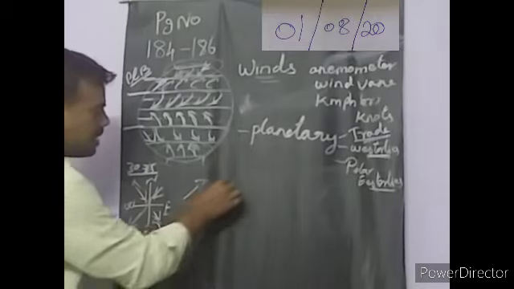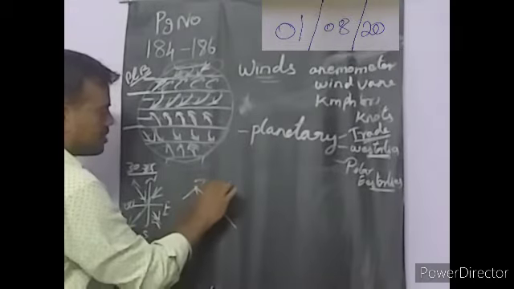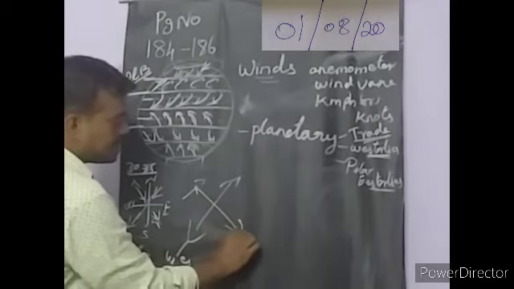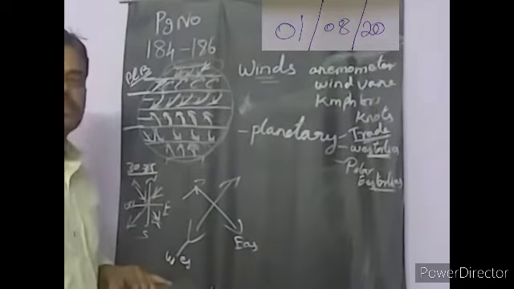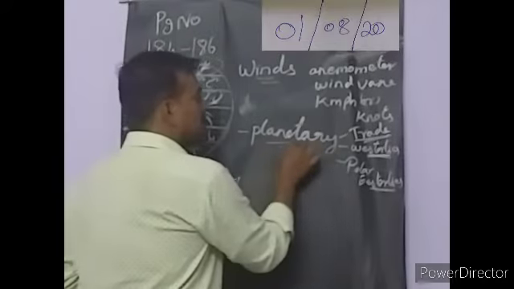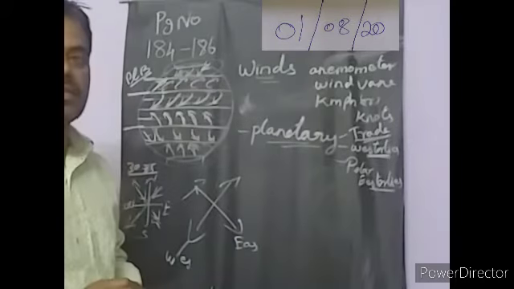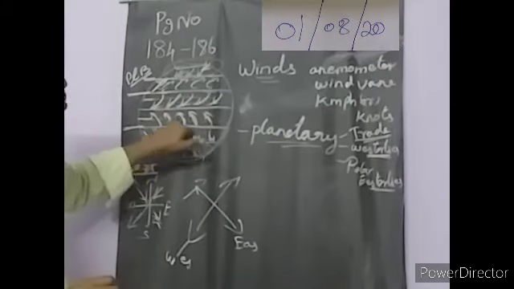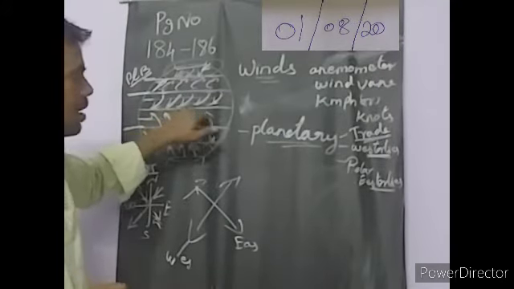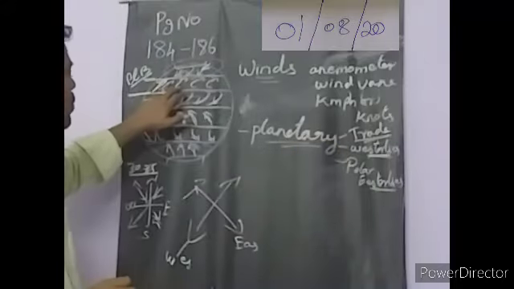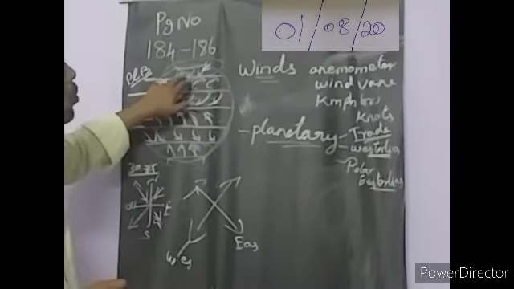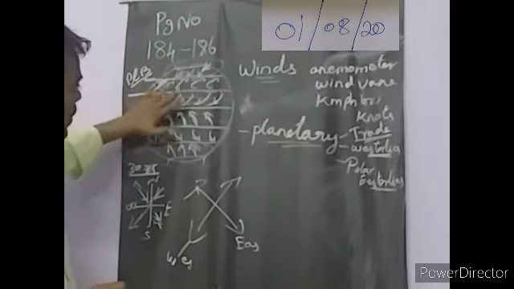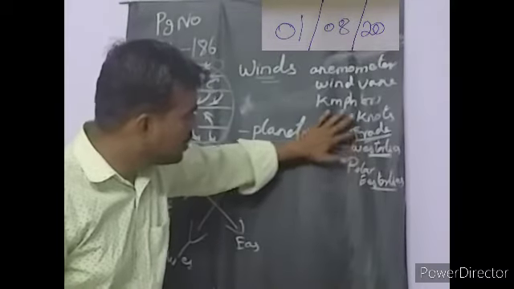So this is the thing. In this direction it was traveling. So this is westerlies. This is easterlies. All these winds come under planetary winds. You got? Trade wind means from the subtropical high pressure belt to the equatorial low pressure belt. Westerlies means from the subtropical high pressure belt to the polar low pressure belt. The same happens in trade, westerlies, polar, everything.